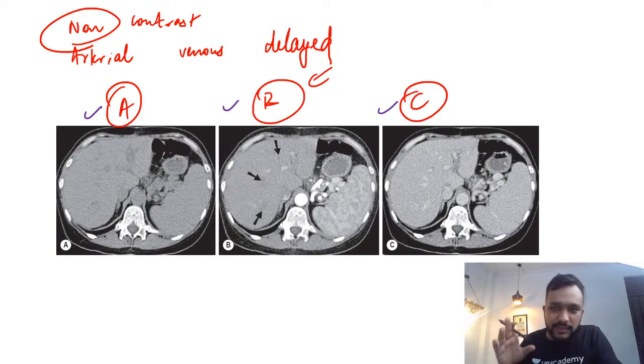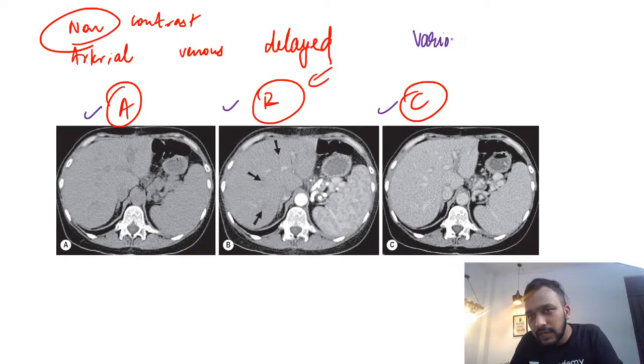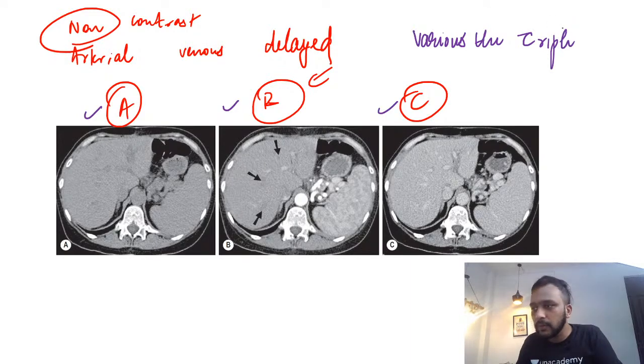Okay, so we will start by learning to understand the various phases on a triple phase CECT abdomen. Right? So let us see who is able to identify the various phases. Anyone guys? Anyone?